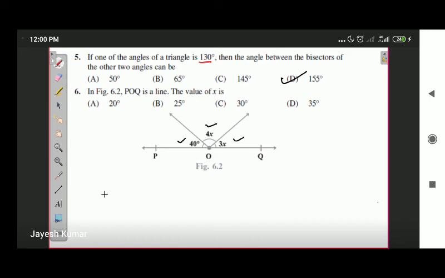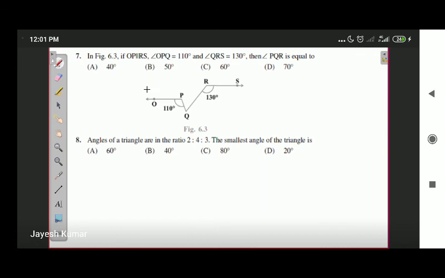This is quite simple. We apply the linear pair. 40 plus 4x plus 3x is equal to 180 degrees. That means 7x should be equal to 140 degrees, and the value of x is 20. So the value of x is 20. Let's see the next question. These are the last pair of questions for today. From tomorrow we are going to start the next chapter, that is chapter number 7.